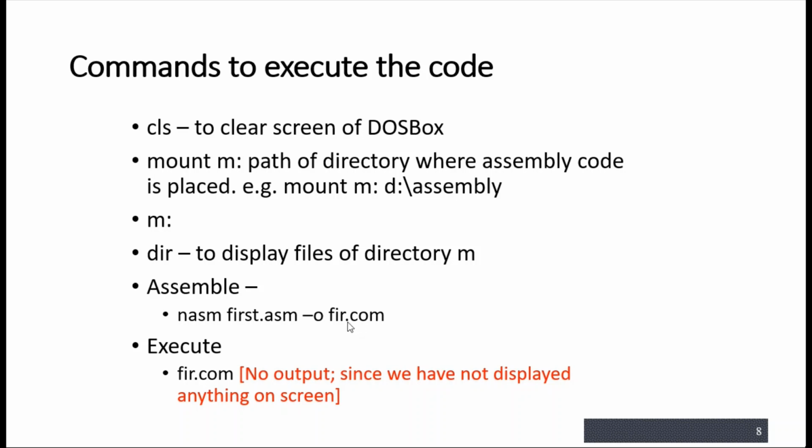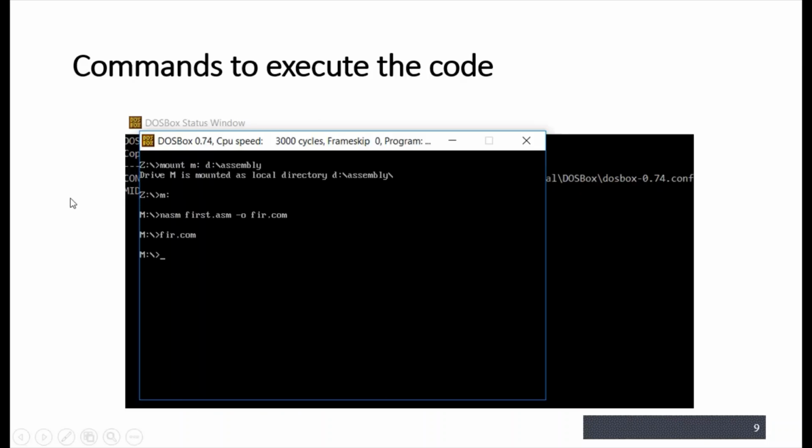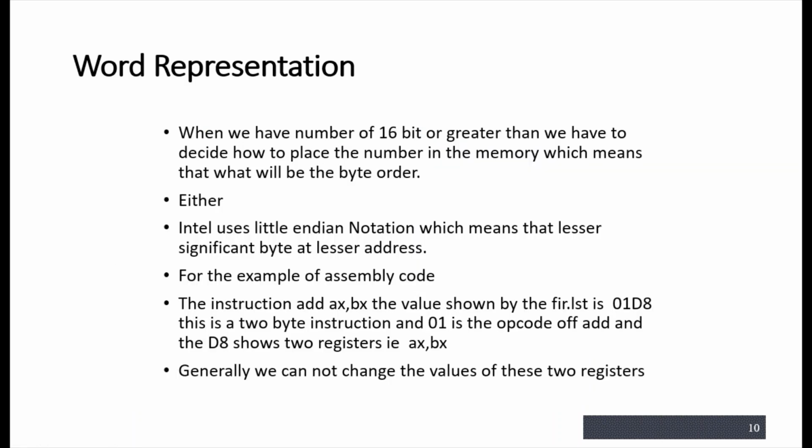If I execute this object file fir.com, then nothing would be printed on the screen as I have not written any output command in the assembly code. But we can debug our code, which we would do in a little bit. Here is the scenario of generating the object file in NASM and then executing it, but nothing is printed in the output, as I mentioned earlier. The next step is to understand the object code.